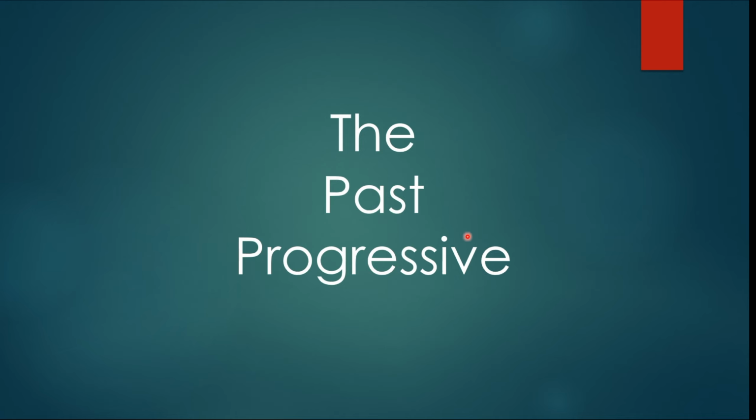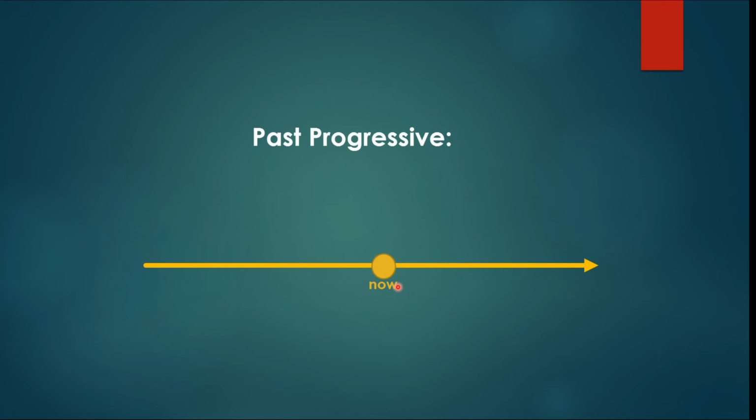Next tense, past progressive. Well, past progressive happens in the past like past simple, with a main difference. It is not one single action. It is an action over a period of time, something in progress.